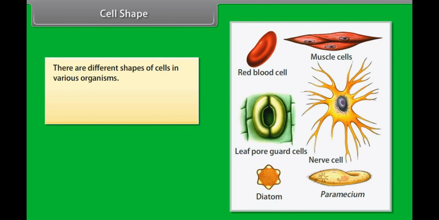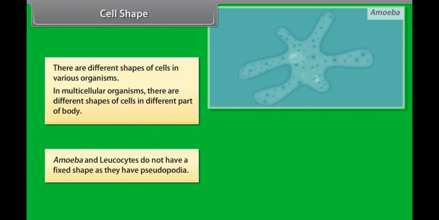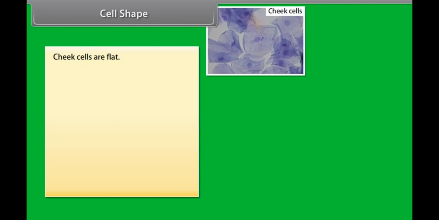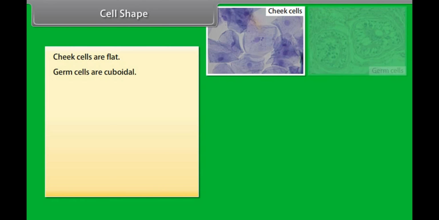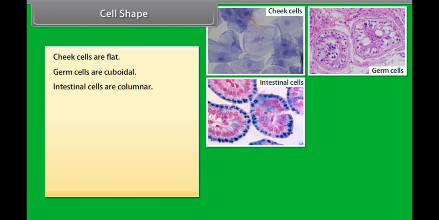Cell shape. There are different shapes of cells in various organisms. In multicellular organisms, there are different shapes of cells in different part of body. Amoeba and leukocytes do not have a fixed shape as they have pseudopodia. Cheek cells are flat. Germ cells are cuboidal. Intestinal cells are columnar.